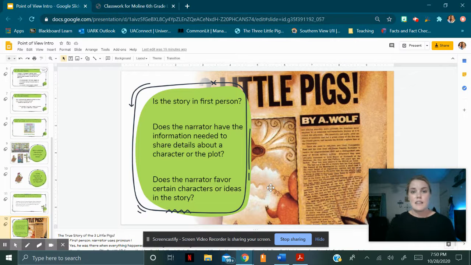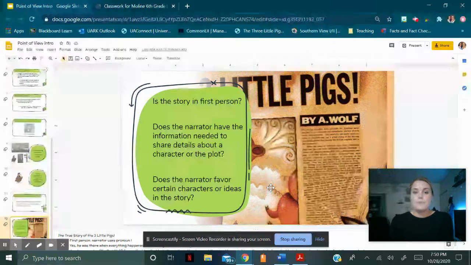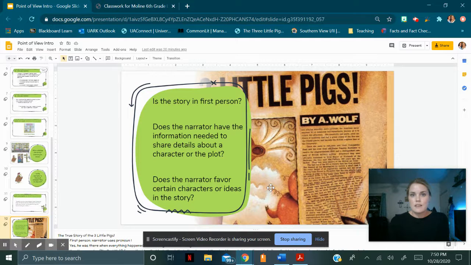And then to end class today, we will be reading The True Story of the Three Little Pigs told by the Big Bad Wolf. And if you're at home, you don't need to worry about this, but we'll be looking at the same thing that you'll be looking at in Snapsy: is the story in first person, second person, or third person point of view? Is the narrator reliable or unreliable, and how do we know? And how is the narrator treating the characters in the story?